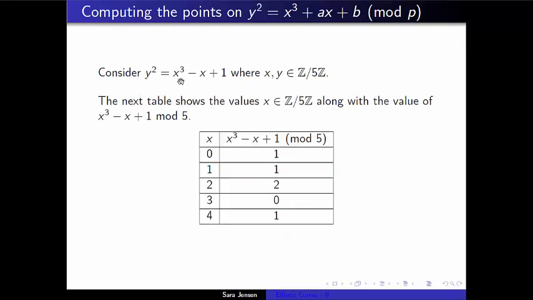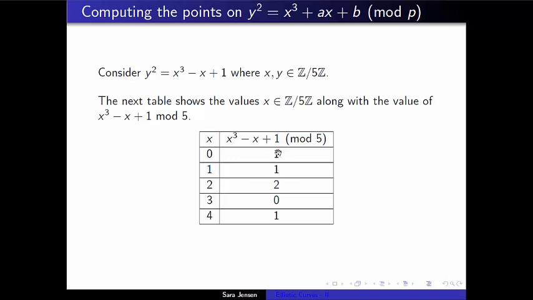Now the next step is, let's take a look at the right-hand side of this equation, and just as we did with the left-hand side, let's make a little table. So we have all the different possible x values that we could get, anywhere from 0 through 4, the elements of Z mod 5Z, and what they evaluate to when we plug them into x cubed minus x plus 1. Again, we do that computation and then take the answer modulo 5.